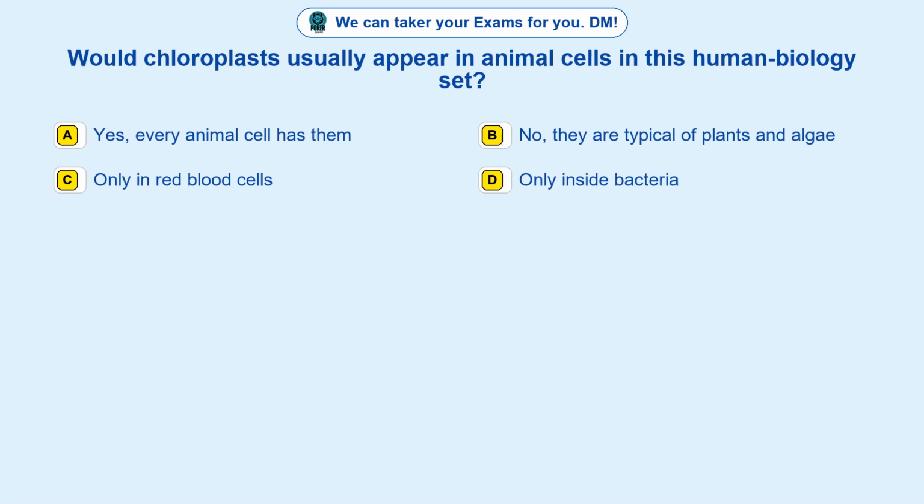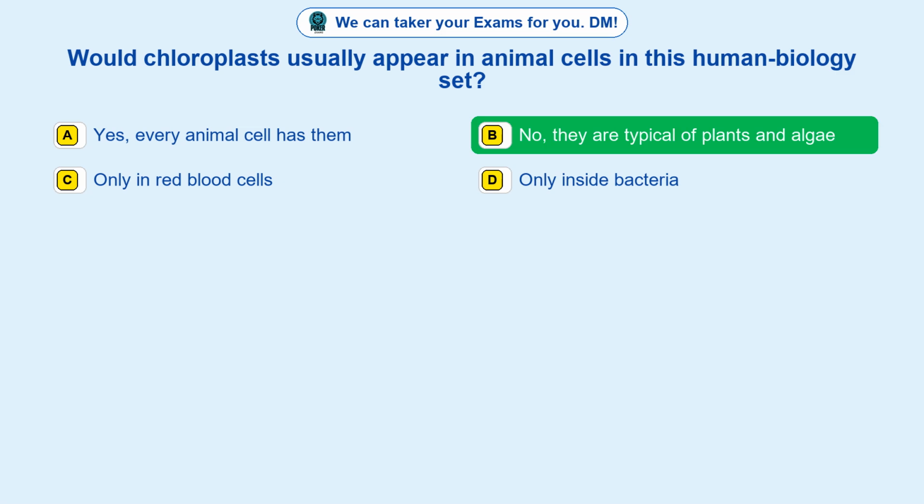Question 14. Would chloroplasts usually appear in animal cells in this human biology set? Option A. Yes, every animal cell has them. Option B. No, they are typical of plants and algae. Option C. Only in red blood cells. Option D. Only inside bacteria. The correct answer is option B.